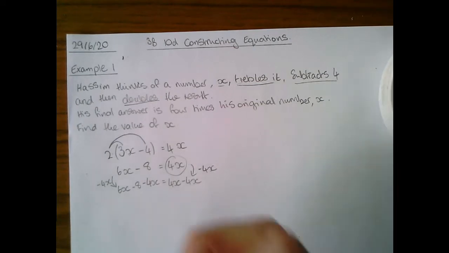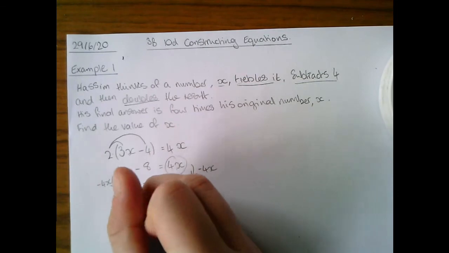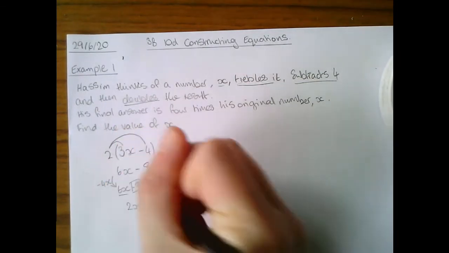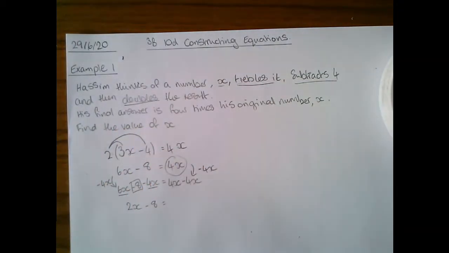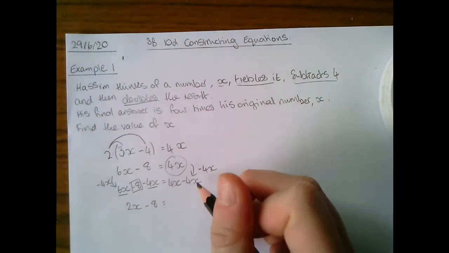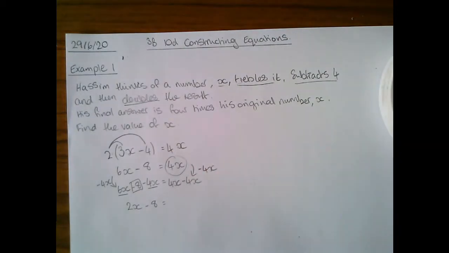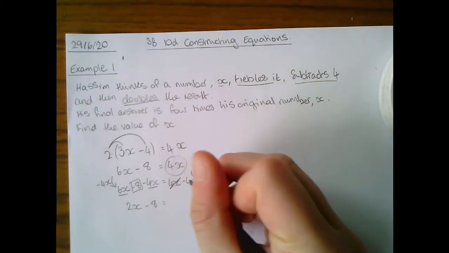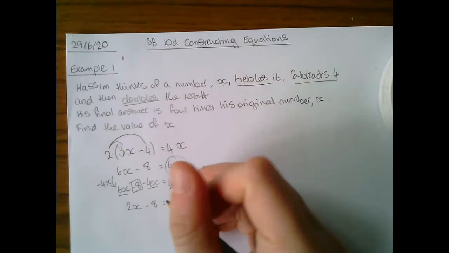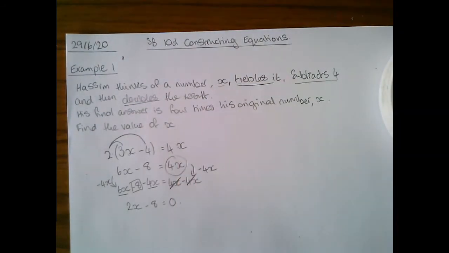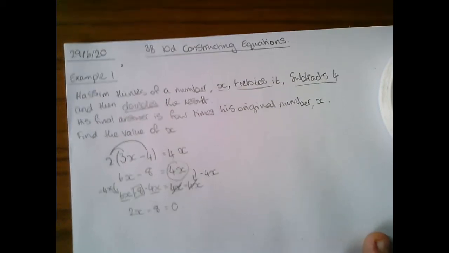Now we look for our like terms so we can collect our x's. 6 lots of x subtract 4 lots of x is 2 lots of x. Nothing happens to this subtract 8, so we just leave it as is. We then have 4x subtract 4x. If we have 4 lots of something, subtract 4 lots of the same thing, they cancel each other out, so we're left with 0. 0x is just 0. 0 lots of anything is just 0.